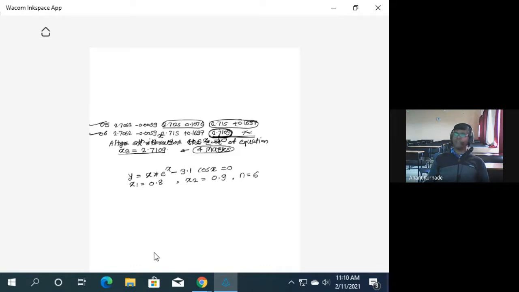If the product is negative, you can say the root lies between x1 and x2, or you can say the given guesses are correct. For the first iteration, x3 is equal to (x1 plus x2) by 2, so we get 0.85 here. Find out y3, stop here, then show all the results in tabular form. First iteration, show as it is.